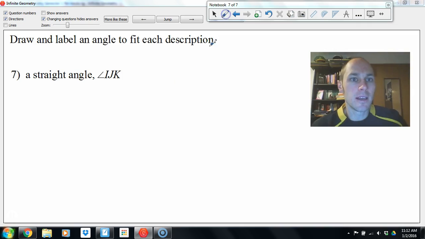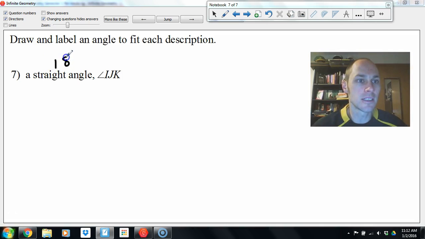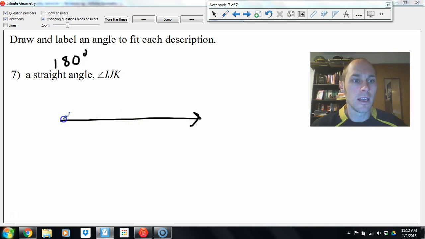Draw and label to fit the description. A straight angle, angle IJK. So a straight angle is 180 degrees. It looks like a straight line. And I know I've got 3 points, 2 rays. J is the vertex since it's in the middle, and I and K on either side.